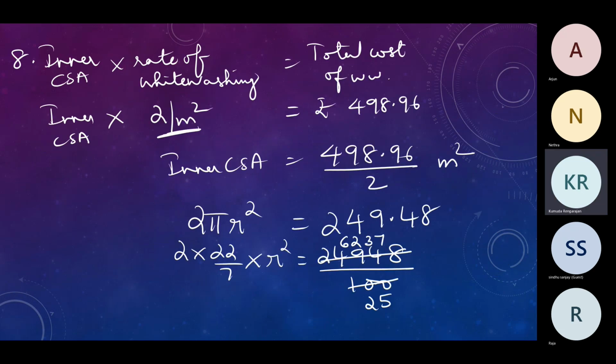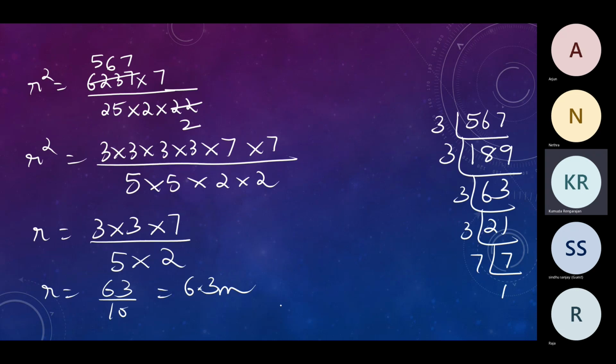So first we had to find the inner CSA that we found here, 249.48. The first question is to find the inner surface area of the dome. The inner surface area of the dome is 249.48 meters square. Maybe here you can write inner surface area is equal to 249.48 meters square. Then we proceed to find the radius, and the radius is 6.3 meters.